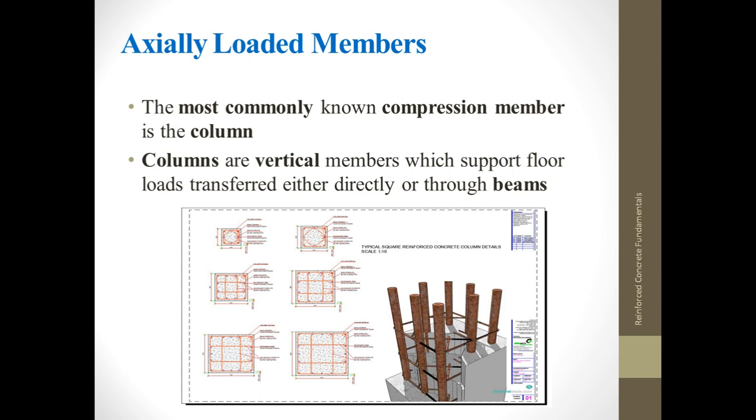Okay, let's start with what we mean by axially loaded members. Axially loaded members are structural elements that are in compression. The most commonly known compression member is the column. Columns are the vertical members which support floor loads transferred either vertically or through beams. In this picture, a sample of a vertical member, also known as the column, is shown. As I said, we name those members as columns in the construction industry.